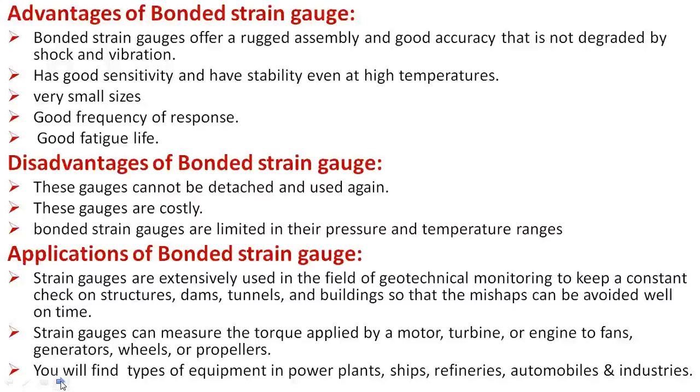Strain gauges are extensively used in the field of geotechnical monitoring to keep a constant check on structures, dams, tunnels, and buildings, so that mishaps can be avoided. Whatever very serious condition we have to control, at that time we have to use a bonded strain gauge. Bonded strain gauges can measure the torque applied by motors, turbines, engines, fans, generators, wheels or propellers. So you will find this type of equipment in power plants, ships, refineries, automobiles and industries. So the bonded strain gauge is mostly used where more security or more responsible projects are required. Thank you.